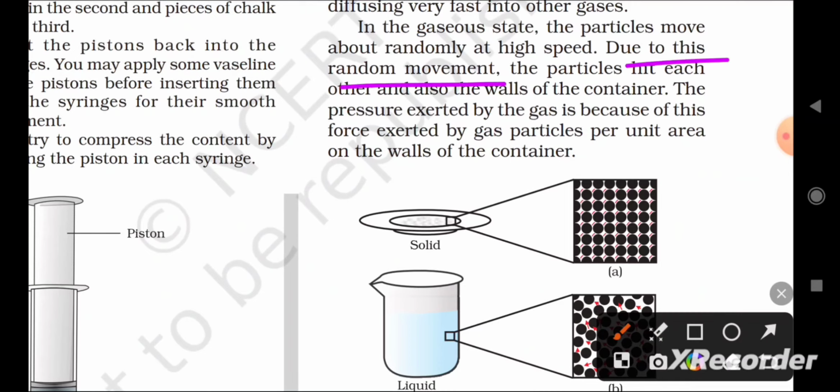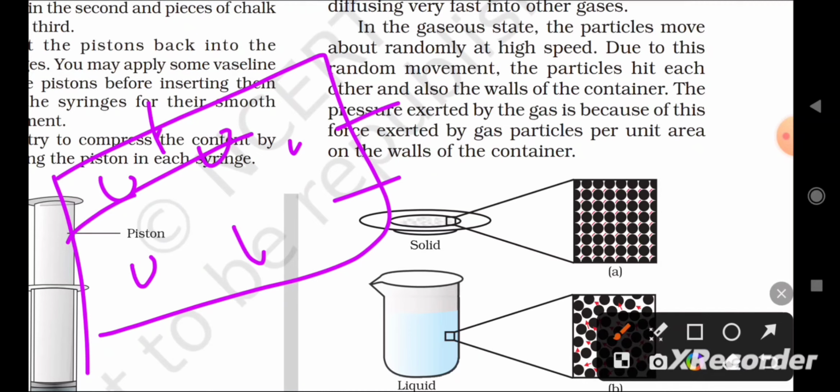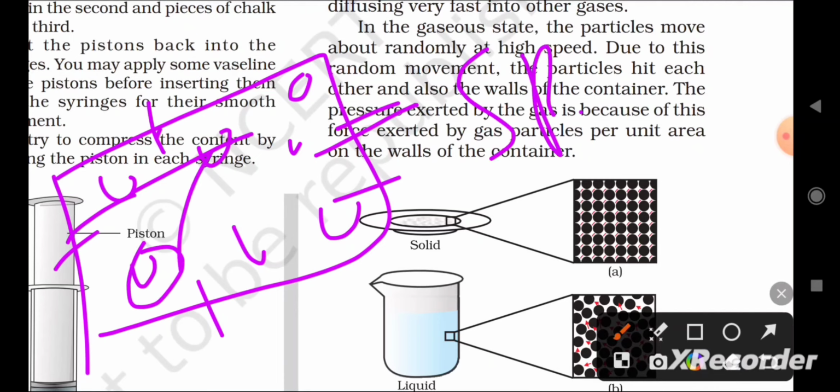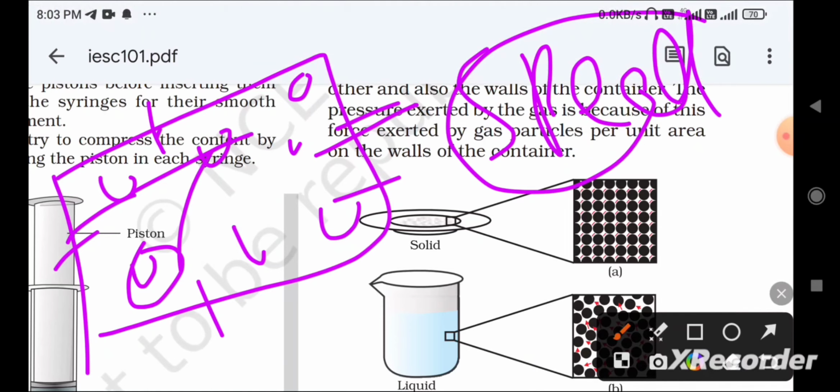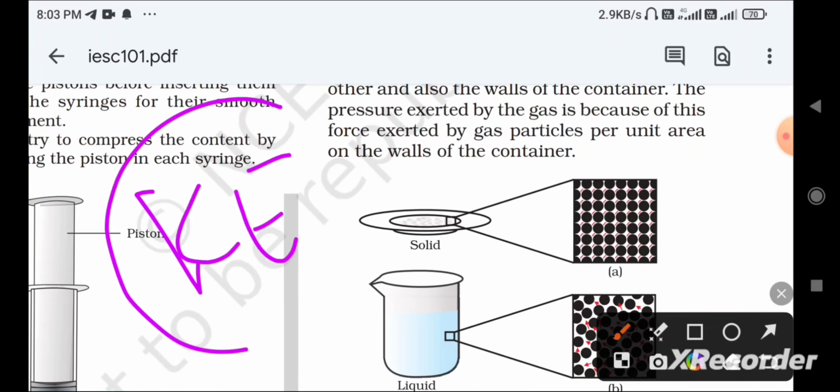Due to this random movement, the particles hit each other and also the walls of the container, so they are randomly moving in any direction. They collide with each other, and they collide with the walls of the container, upper side, lower side, and sideways, because they have a lot of space and are moving with a lot of speed. They are moving, so remember, they possess which type of energy? Kinetic energy.